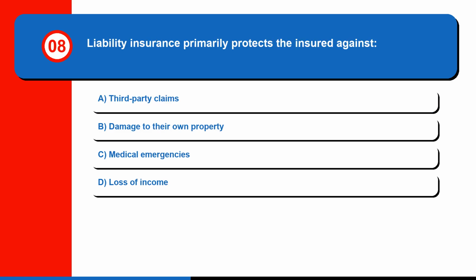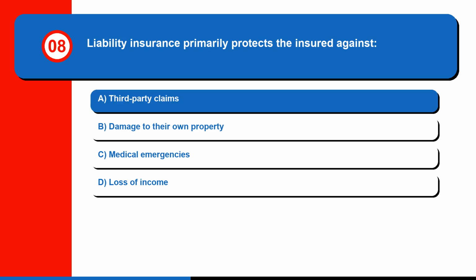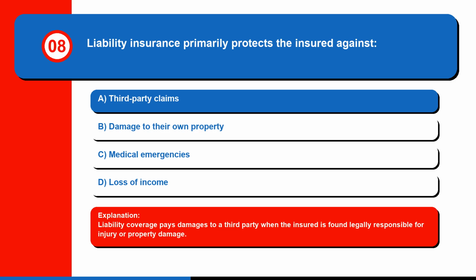Question 8. Liability insurance primarily protects the insured against A. Third-party claims, B. Damage to their own property, C. Medical emergencies, or D. Loss of income. The correct answer is A. Third-party claims. Liability coverage pays damages to a third party when the insured is found legally responsible for injury or property damage.